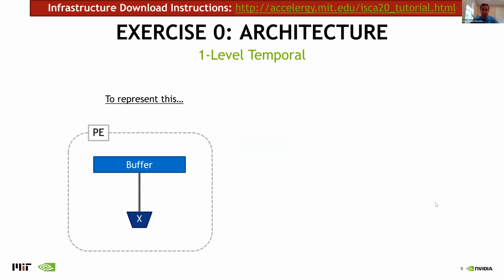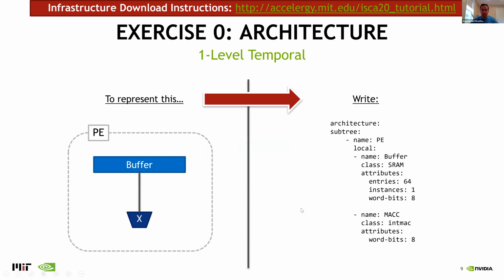And the architecture in this example is a simple, what we call one-level temporal architecture, which just has a single PE with a buffer and a MAC unit. To express that, we write out this YAML, and it basically represents this hierarchy. We have a node in this tree called PE. Inside that node, we have two elements, this buffer and this MAC.